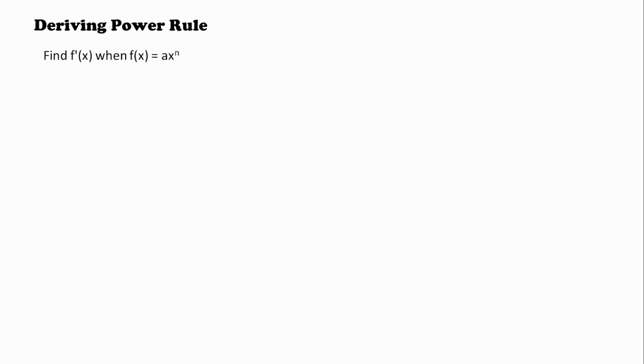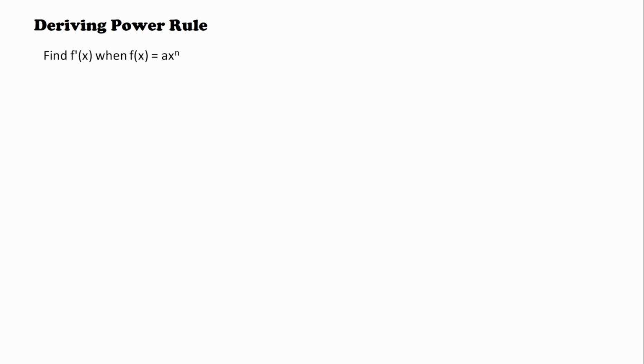Today we're going to derive the power rule. The power rule is just an easy way of taking derivatives of a polynomial. We're going to find out by using the limit definition of a derivative. We have our function f of x is equal to a times x to the n, where a and n are going to be constants, and x is going to be our variable, indicated by our value inside of our f function.